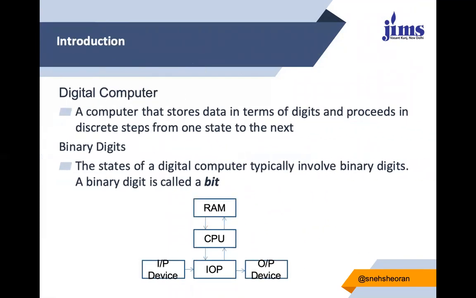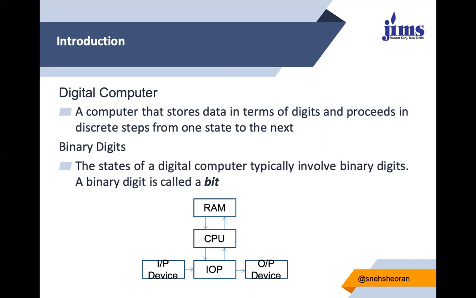So let's first start with the basics. I know we all are very familiar with this term, but still I thought let's go for a quick recap. So what is a digital computer? A digital computer is nothing but a machine which stores data in terms of digits and proceeds in discrete steps from one state to the next. The term I've used here is digits, so we call them binary digits. Binary digits represent the states of a digital computer, and this digit is also known as a bit. So you have your zeros and ones, which are represented as your binary digits.